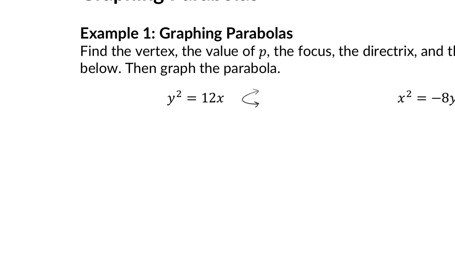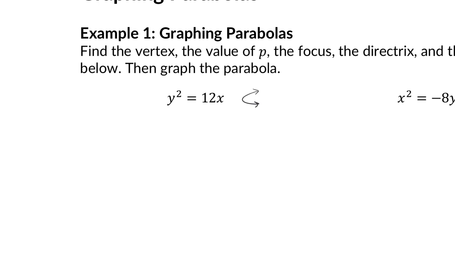Let me explain that one more time. Which of the letters is squared? Y. So this is going to be one of the side to sides. We look at this number next to the non-squared term, next to x. If it's positive, that's C. If it's negative, that's backward C. Yes? Okay, what is the vertex of this parabola?